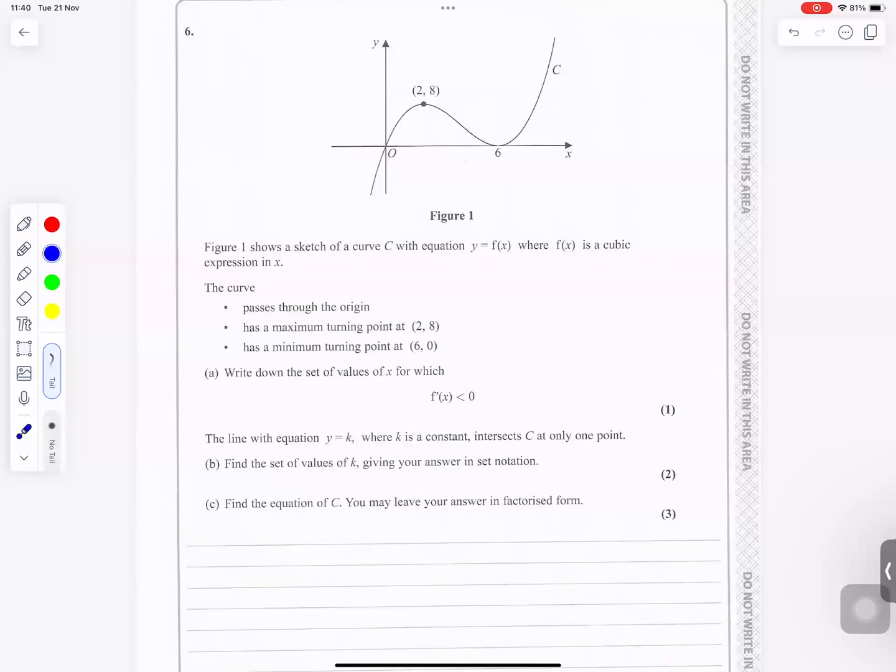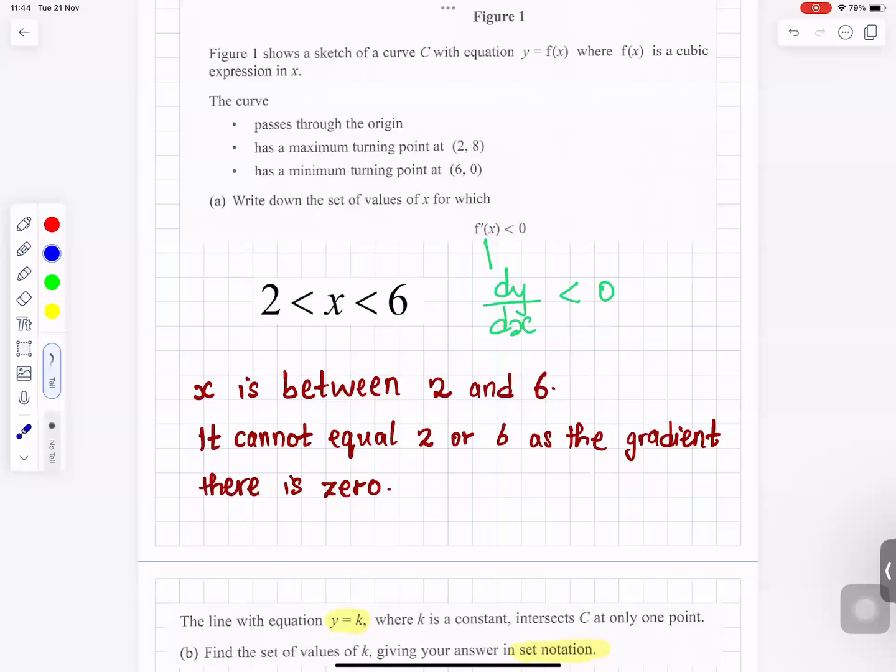Question number 6. Figure 1 shows a sketch of a curve y equals f of x, where f of x is a cubic expression in x. For part A, write down the set of values of x for which f dash of x, where dy over dx, is less than 0.